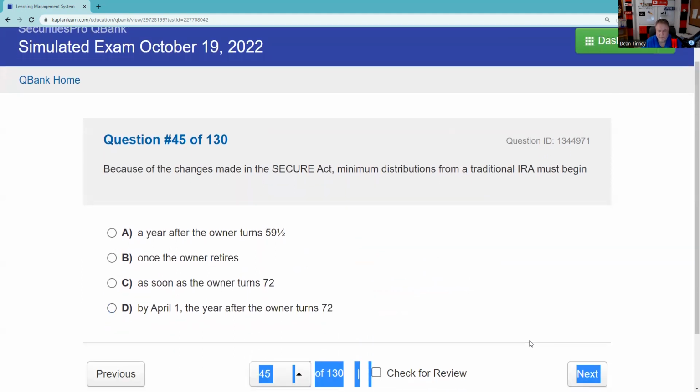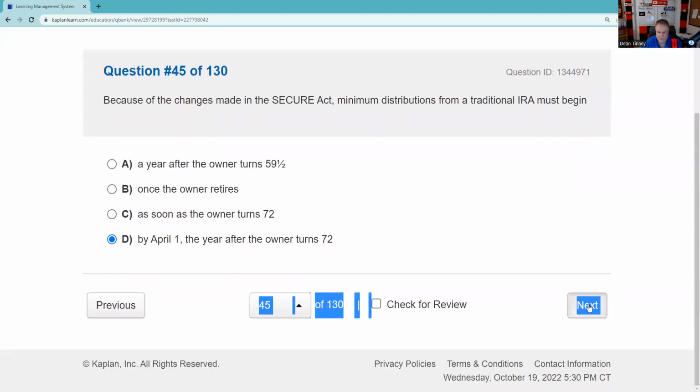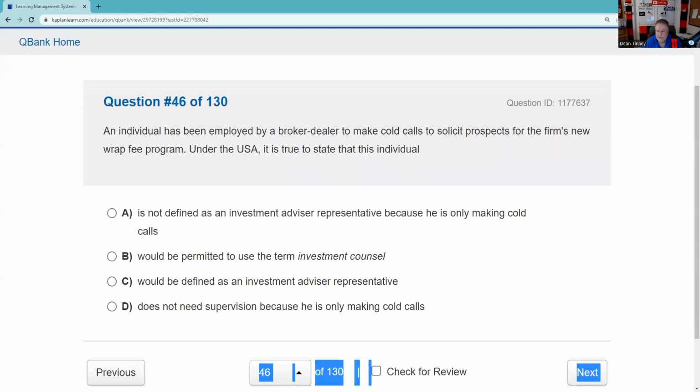Because of the changes in the Secure Act, minimum distributions, we changed that, and it took them forever to actually update the exam. NASAA is notoriously late in terms of making updates, but it certainly has been updated. And it's now 72, but I have two choices that say 72. And so it's by April 1st. I wouldn't worry about the April 1st, but you should definitely know it's 72. And then remember, 59.5 is when you can choose to draw down. You can choose to draw down.